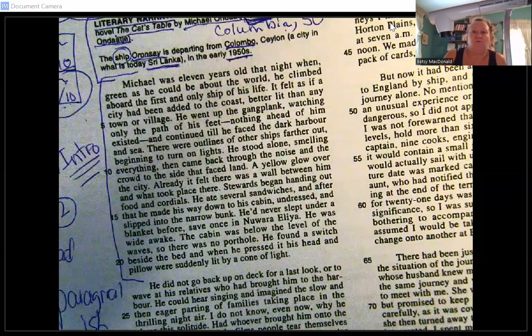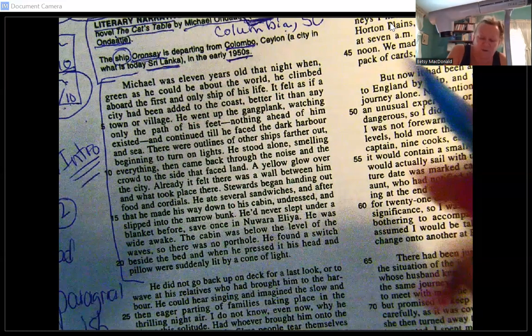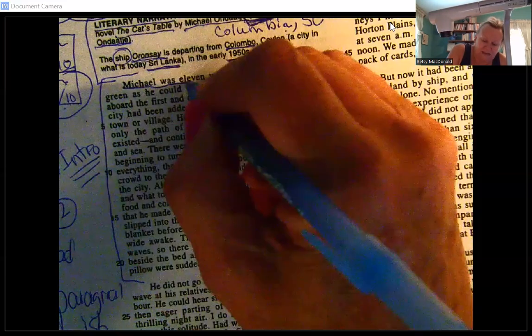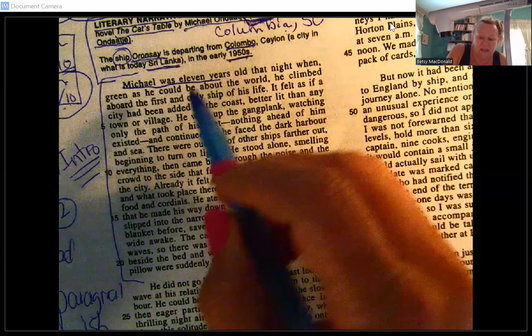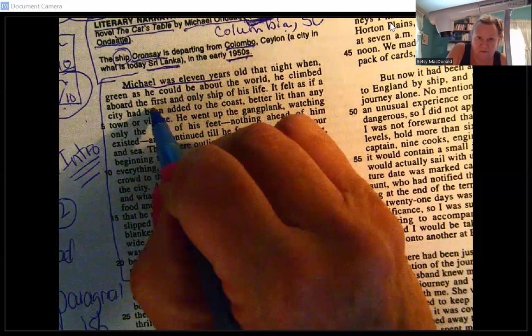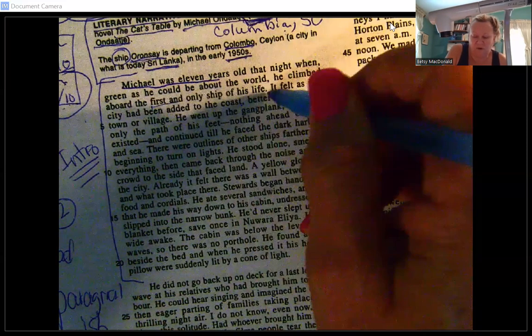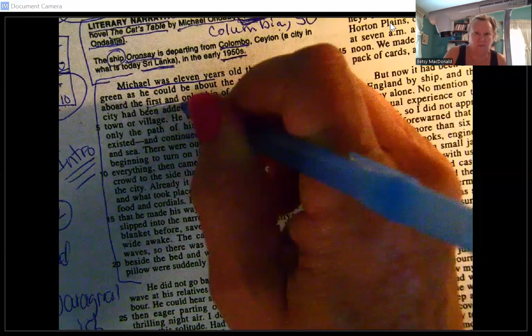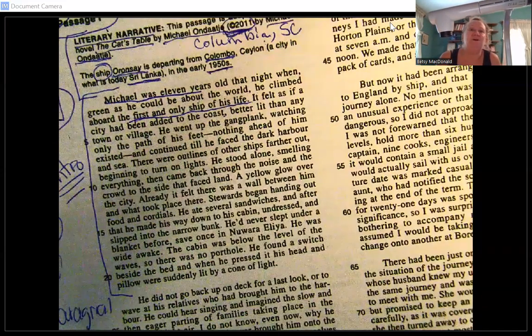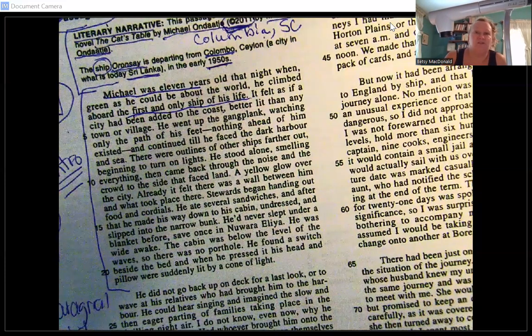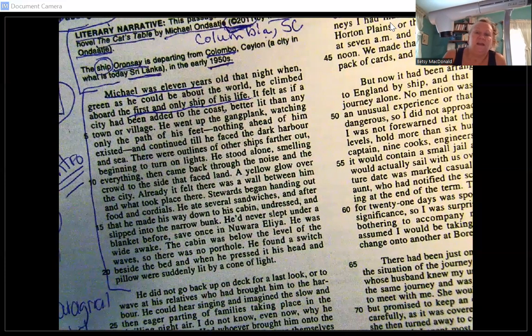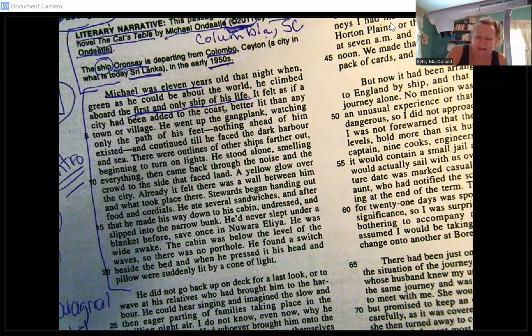Michael was 11 years old that night when, green as he could be about the world, he climbed aboard his first and only ship of his life. Okay, we're talking about Michael, and he's 11, and he's climbed aboard the first ship, and you'll have to work with me because I am reading this off of the screen, so my line may not always be right in the right place. His first and only ship of his life. It's the first time he's ever gotten on a ship. All right. It felt as if the city had been added to the coast.